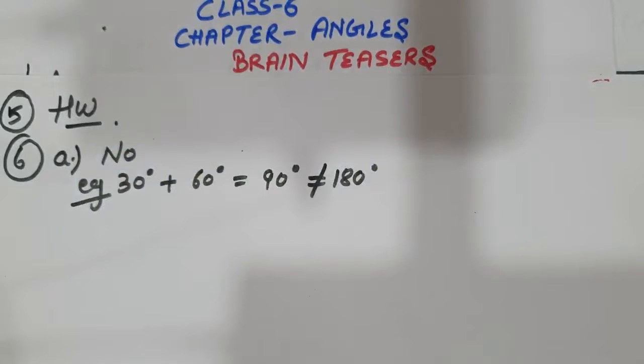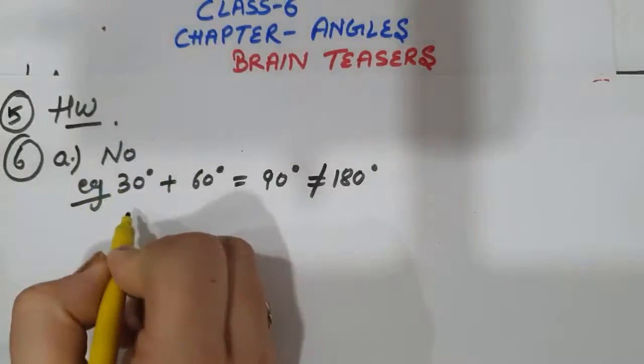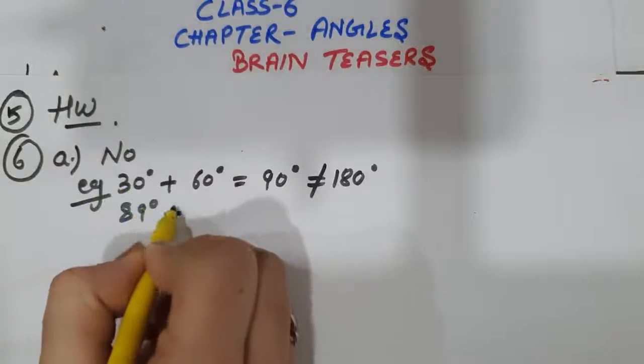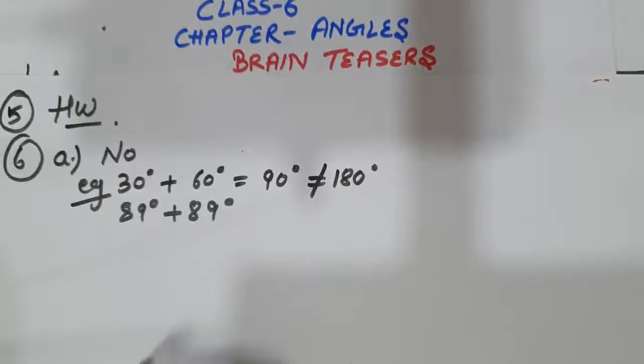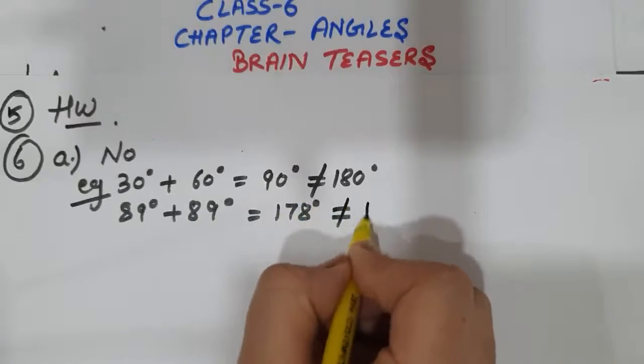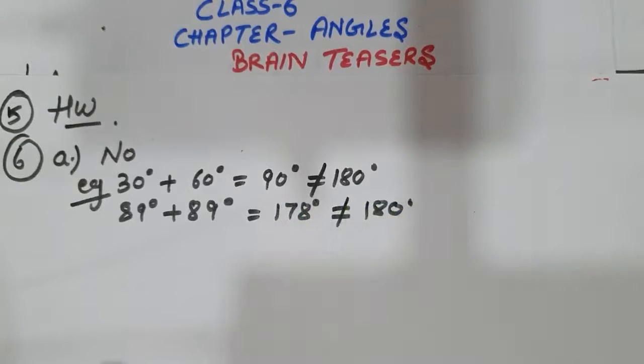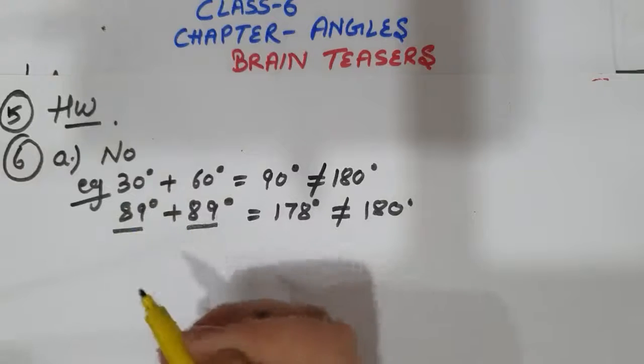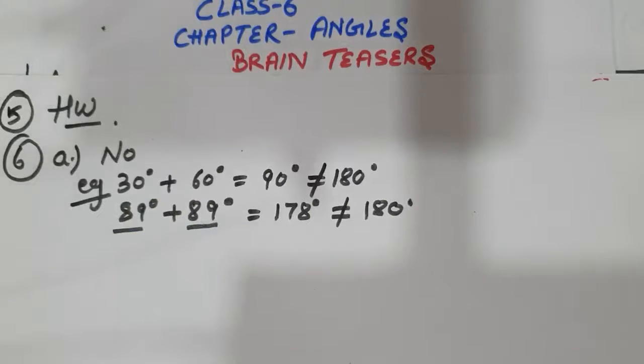You can take any example. आप ले लो मे बी 89 डिग्री प्लस 89 डिग्री, ये दोनों एक्यूट एंगल है. इन दोनों को प्लस करोगे तो आपको मिलेगा 178 डिग्री. दैट इज अगेन नॉट इक्वल टू 180 डिग्री. तो ये कभी भी सप्लीमेंट्री नहीं हो सकते. ये सबसे बड़े एक्यूट एंगल्स हैं, इससे बड़ा एक्यूट एंगल पॉसिबल ही नहीं है. सो नो.